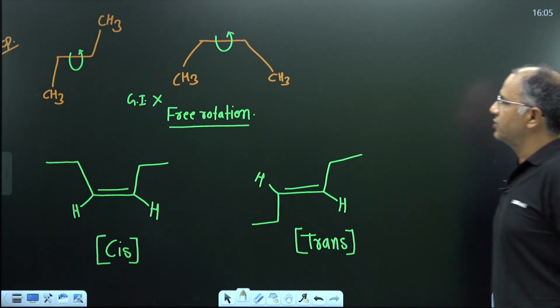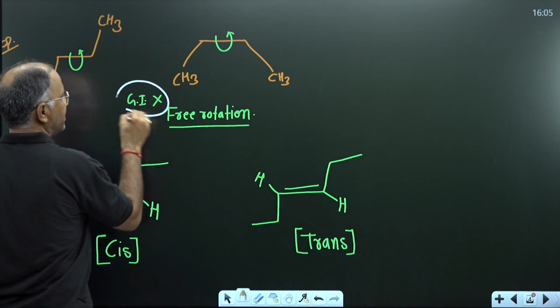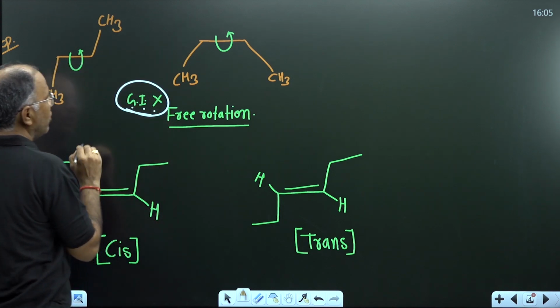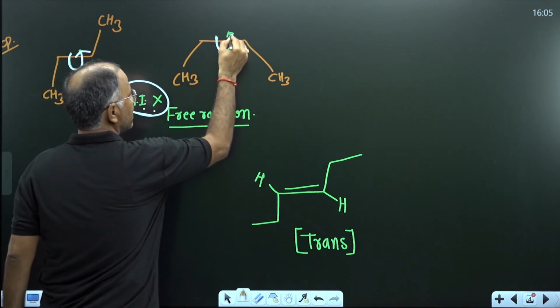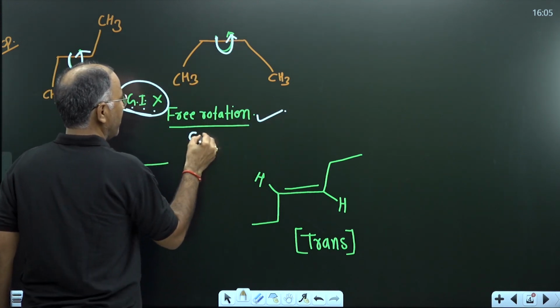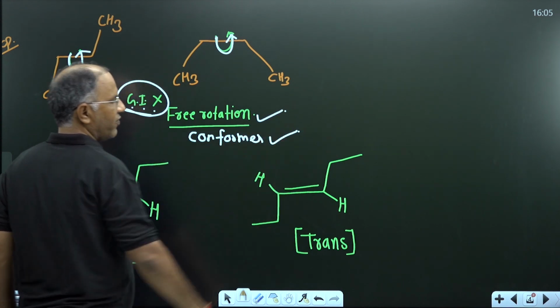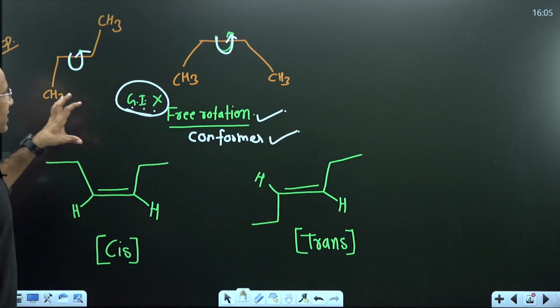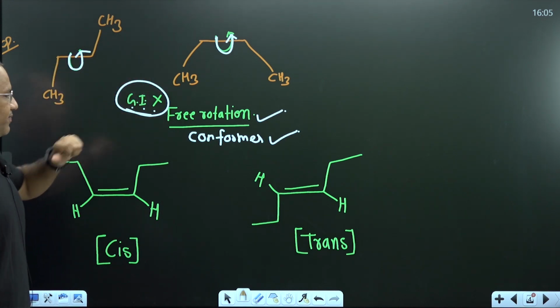Now let us consider these 2 examples. They are not geometrical isomers. GI means geometrical isomer. Why? Because of free rotation. So due to free rotation, they are not geometrical isomers. They can be conformers. So which condition are they violating? They are violating the second condition, the rotation is restricted.